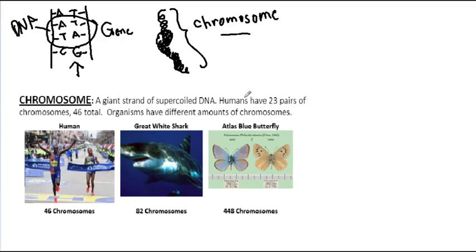Humans have 23 pairs of chromosomes, 46 total. So you're going to get one from your father, one from your mother, 23 times. You have 23, so this might be the first pair all the way to your 23rd pair. 23 pairs, 46 total. These are very important numbers for you to remember. Not all animals have the same number of chromosomes. The great white shark in this picture has 86 chromosomes. And the Atlas blue butterfly right there has 448 chromosomes.